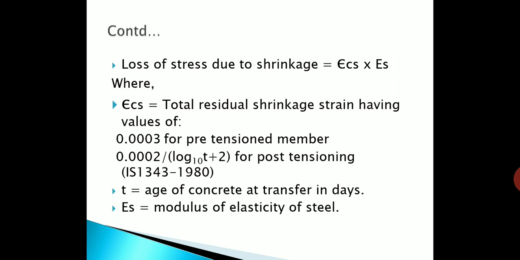So how do we estimate the losses due to shrinkage? An easy formula: epsilon Cs into Es, where Es is modulus of elasticity of steel and epsilon Cs is total residual shrinkage strain, and values are different for pretension and post tension as given below. It is as per your IS 1343/1980. The term small t refers to the age of concrete at the transfer stage in number of days.